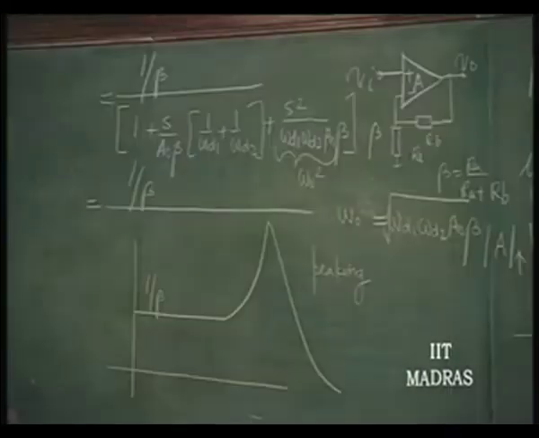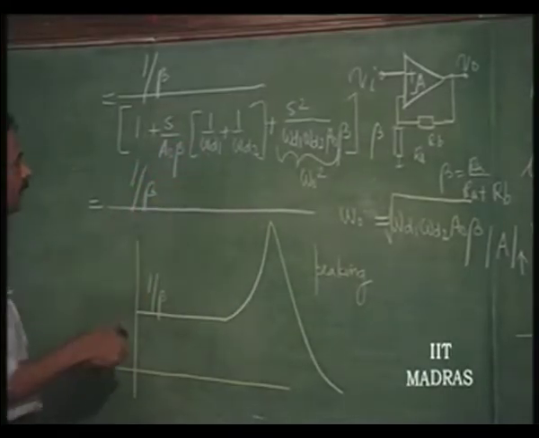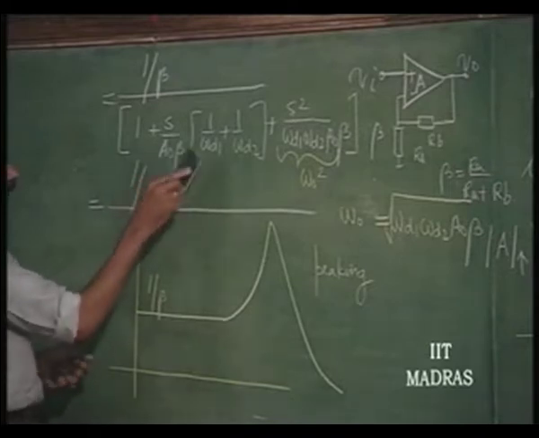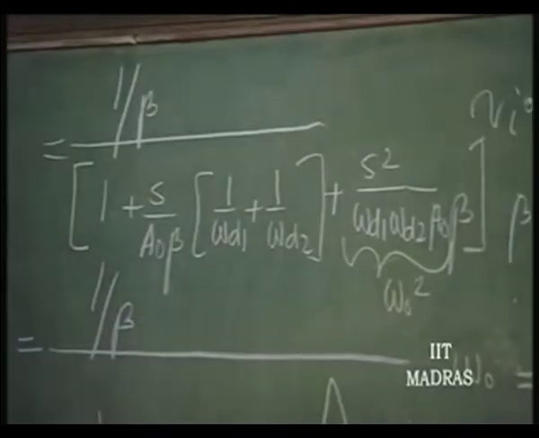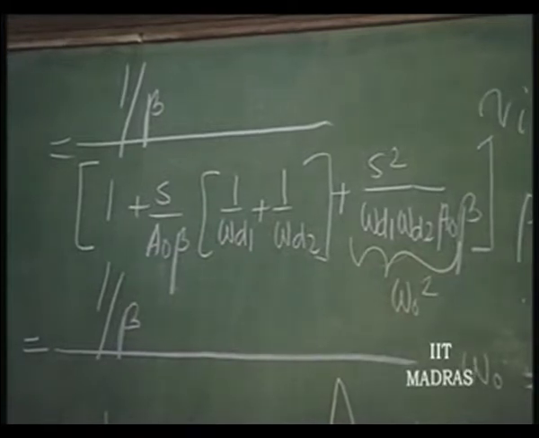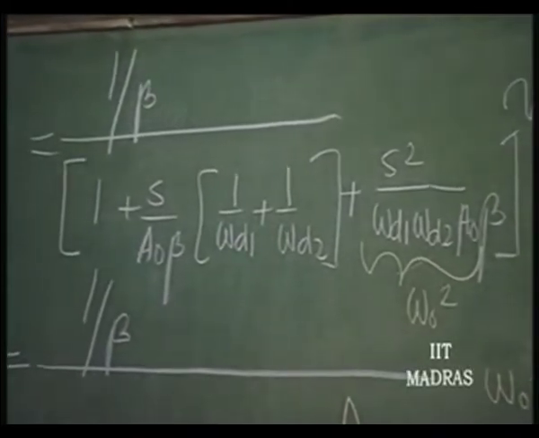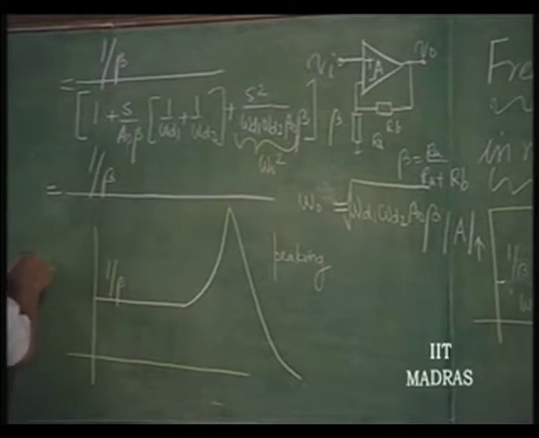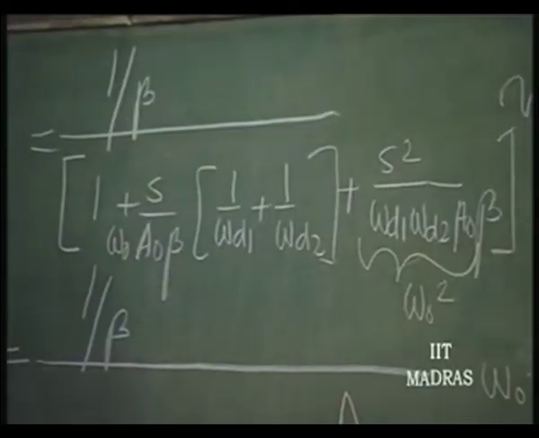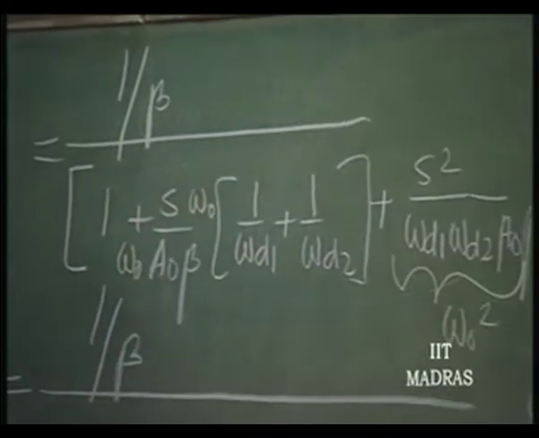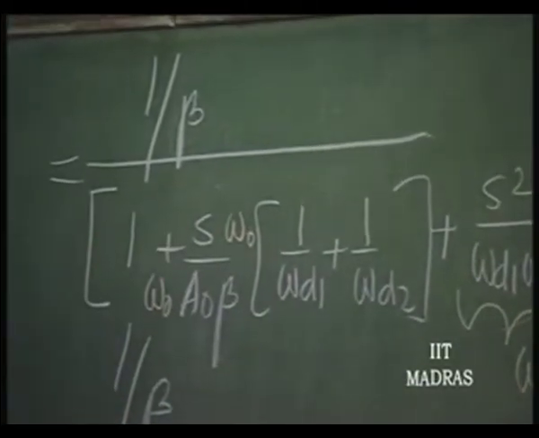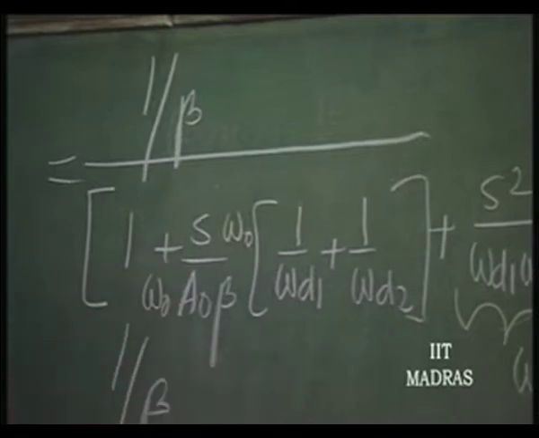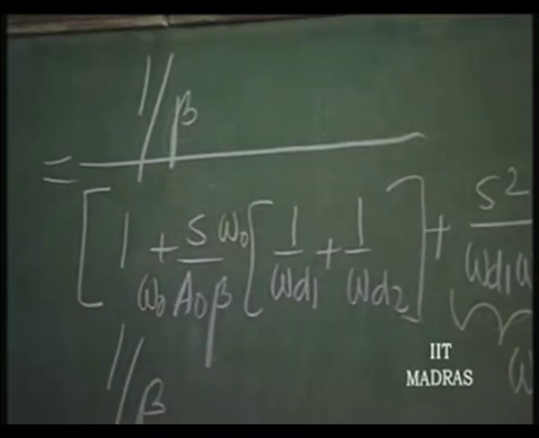Why should the peaking occur? This we will discuss here. This can be rewritten as again S by omega naught, and the rest of it is going to be Q then. So, we would like to see the pole Q of the system and show that the Q is going to be pretty high if the loop gain is high. So, a naught beta omega naught is going to be root of this. So, I will divide this by omega naught, and multiply this by omega naught. So, that S by omega naught is taken out. The rest of the factor is nothing but what? Q.